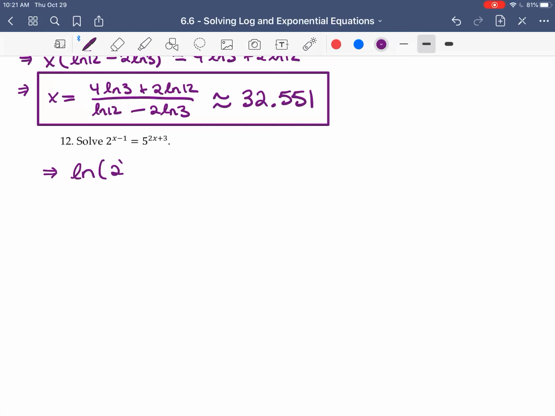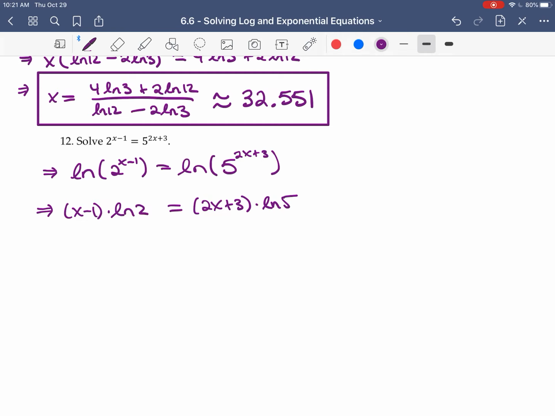So ln of 2 to the x minus 1 is equal to ln of 5 to the power 2x plus 3. Now I can bring the exponents down. So (x minus 1) times ln 2 is equal to (2x plus 3) times ln 5. Expanding everything out, I have x ln 2 minus ln 2 is equal to 2x ln 5 plus 3 ln 5.